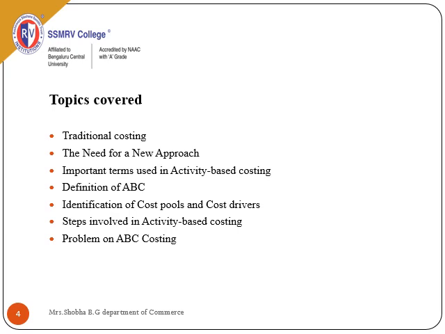Topics covered in this video are: first, traditional costing, that is, the traditional method of finding the cost. Next, what is the need for the new approach, that is, the necessity of applying activity-based costing. Third, important terms used in activity-based costing. Next, the definition of activity-based costing. The next one is how to identify cost pools and cost drivers, which are very essential to find the cost as per ABC. Next, steps involved in activity-based costing. Last, a problem on activity-based costing.